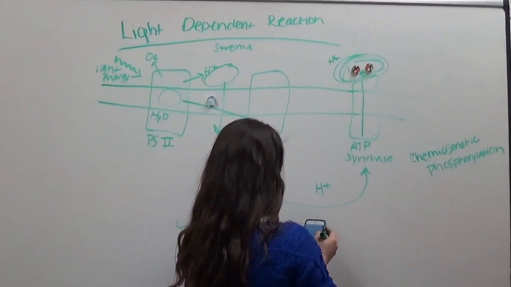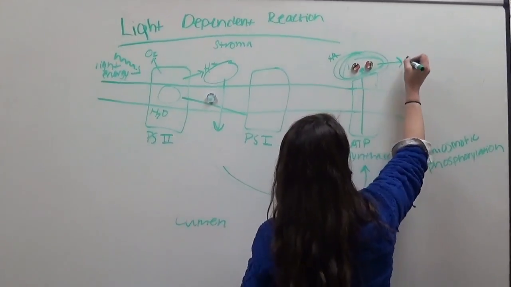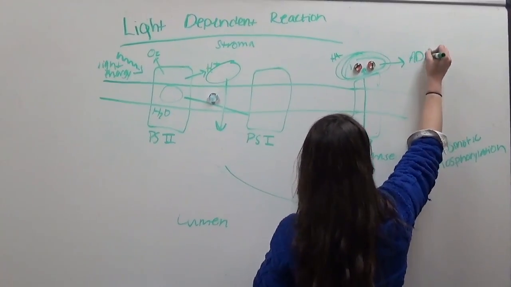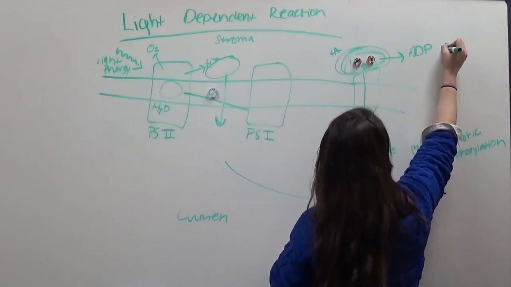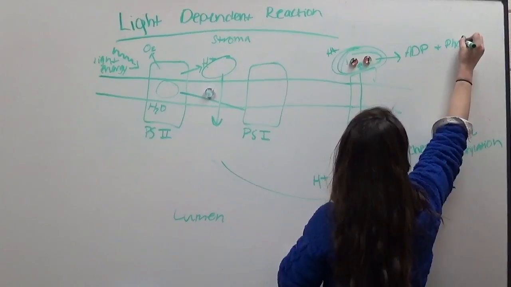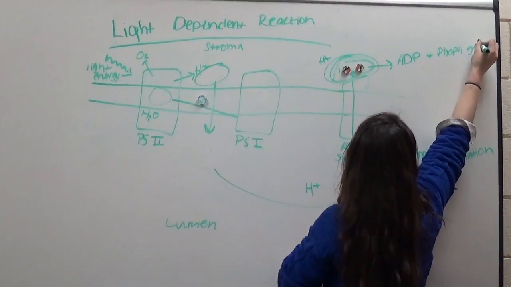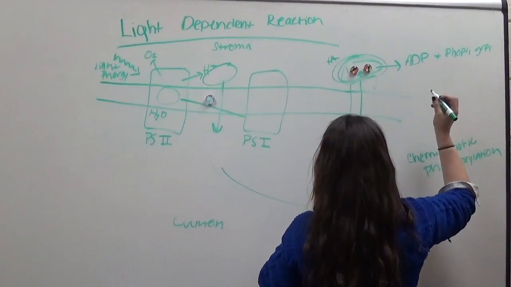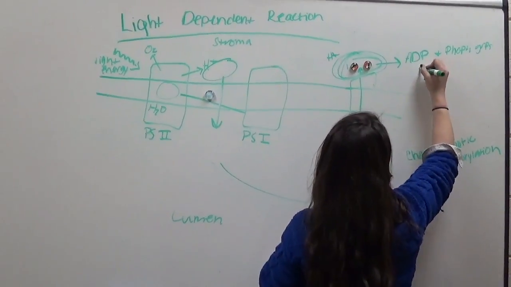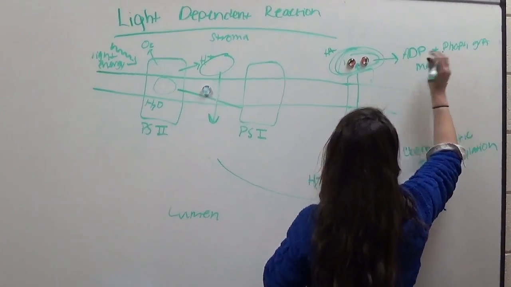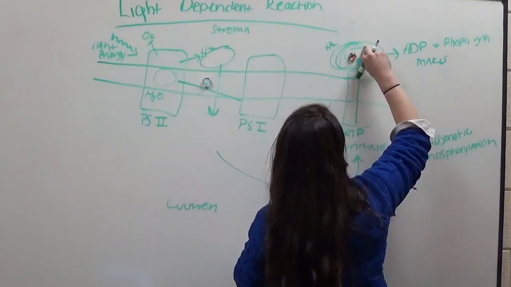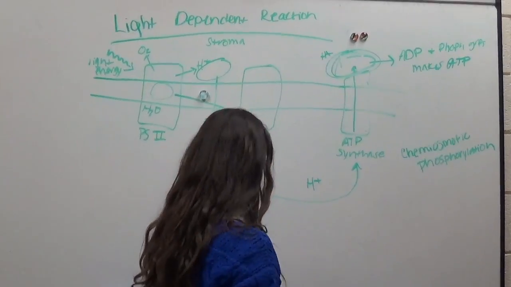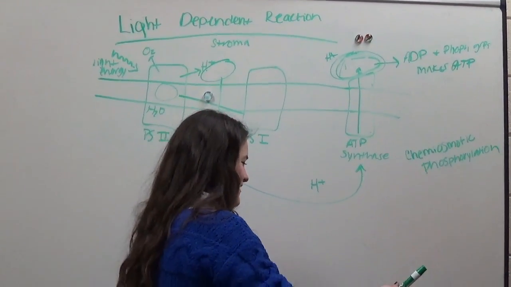and this puts ADP and phosphate groups together, and it makes ATP. These end up leaving and going into the stroma. Now we're going to talk about photosystem 1.